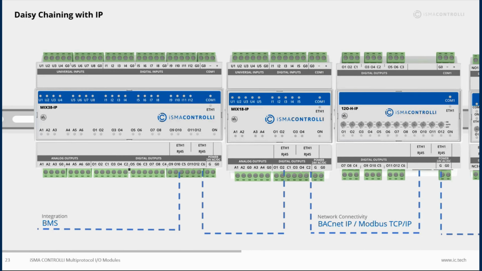So let's look at the daisy chain of the products using the IP. Each of our mix and max IO modules has 2 Ethernet ports, and those ports are working in a switch mode, allowing you to daisy chain them and connect using BACnet IP or Modbus TCP IP and integrate them to a BMS or our MAC36 or JACE in our solution.